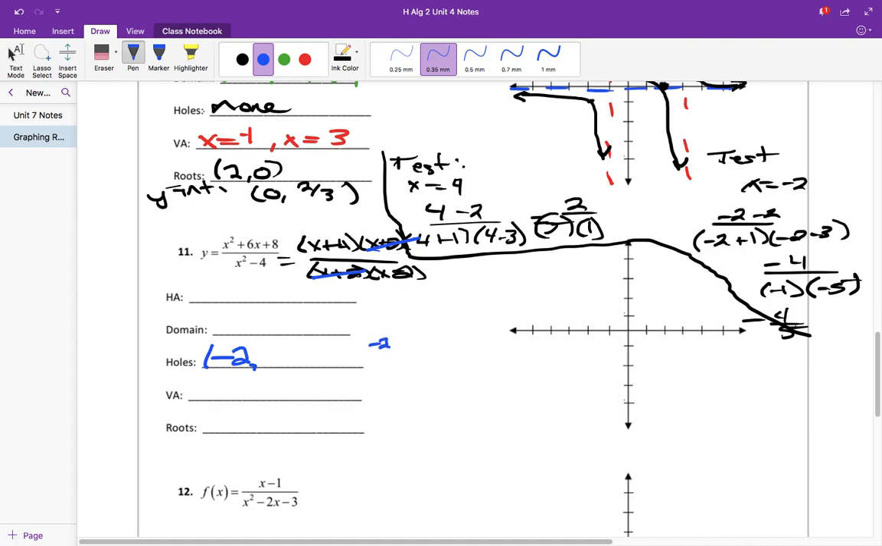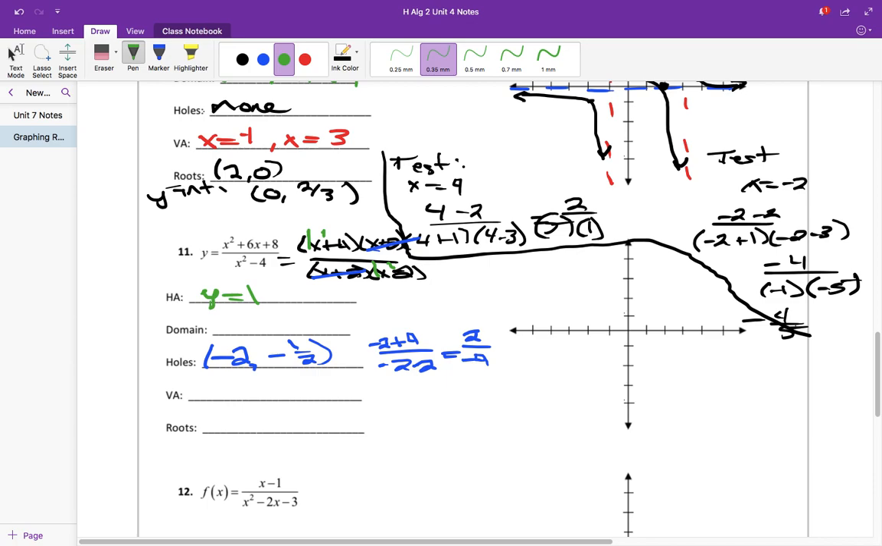And then if you put in -2, you get (-2 + 4) over (-2 - 2), which becomes 2 over -4, or -1/2. Let's see. For the next part, let's look at our horizontal asymptotes. Your degrees are the same here, so you look at the leading coefficients. 1 over 1 is y equals 1.